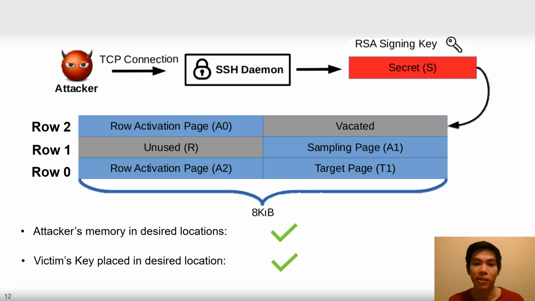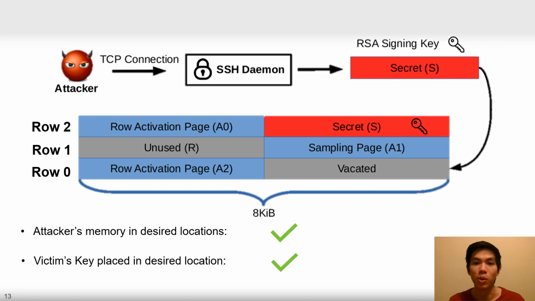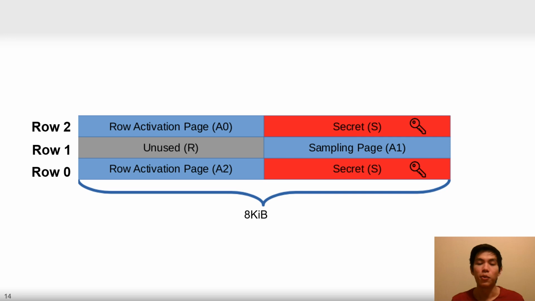We also want to place a copy of that same secret below the sampling page. In order to do that, we can make another TCP connection in parallel with the first, resulting in two copies of the key in memory. As long as we do not terminate either connection to the SSH server, both copies of the signing key remain in memory. And finally, we have obtained this exploitable memory layout, where the blue pages belong to the attacker, and the red pages contain the secret.